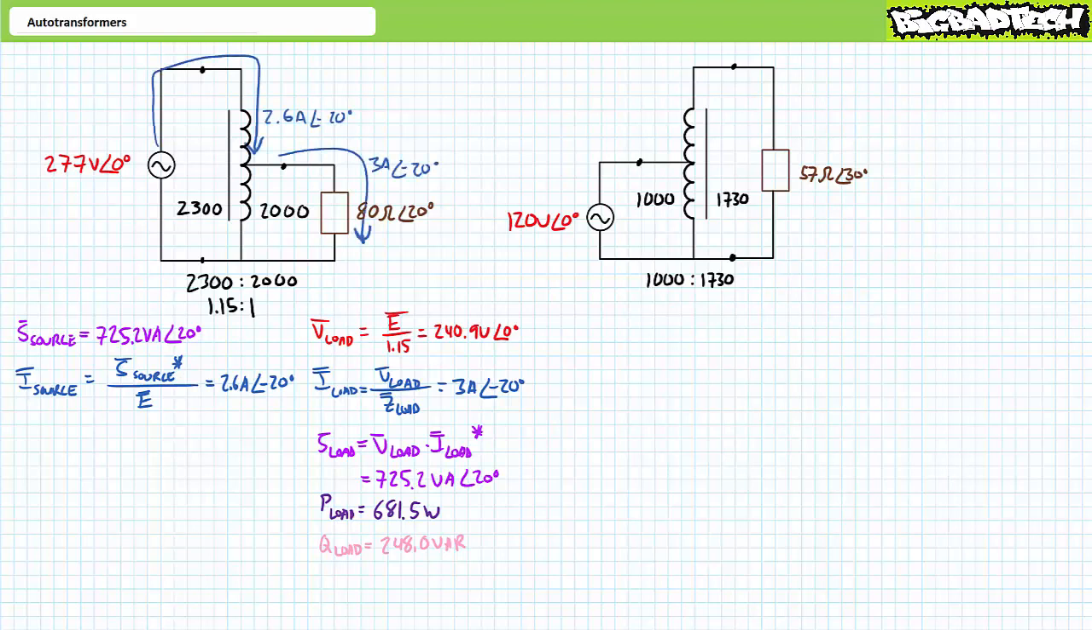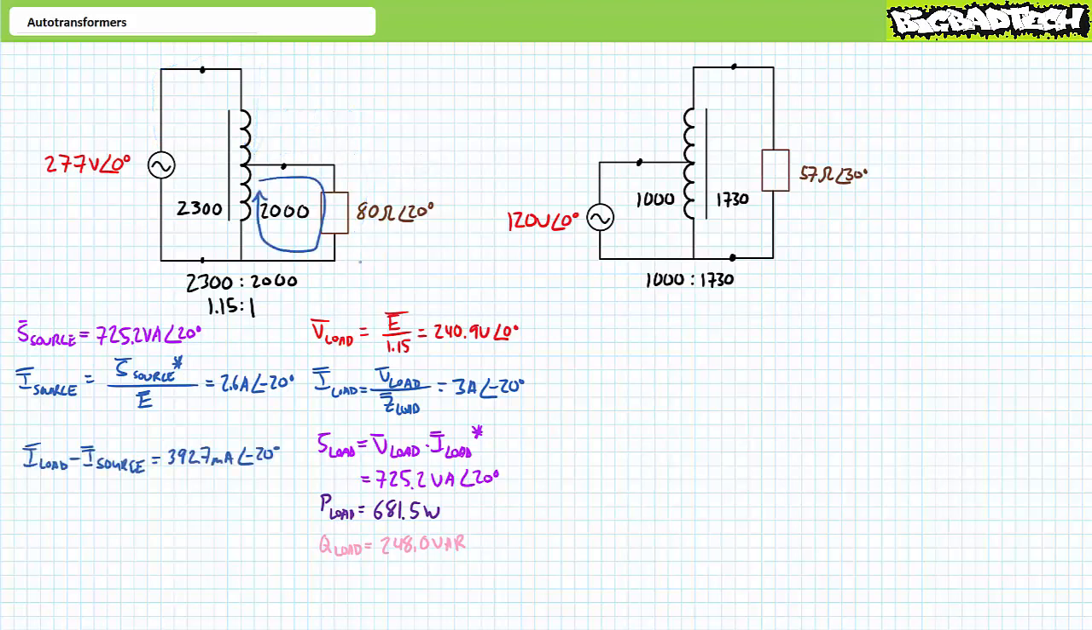An application of Kirchhoff's current law at the secondary tap demonstrates 2.6 amps of current at an angle of negative 20 degrees enters and roughly 3 amps of current at an angle of negative 20 degrees leaves. This means 392.7 milliamps of current at an angle of negative 20 degrees would circulate like this, and roughly 2.6 amps at an angle of negative 20 degrees would circle like this.